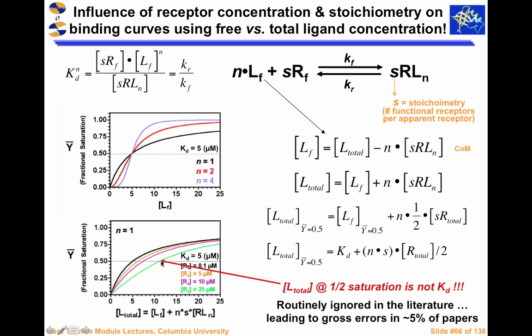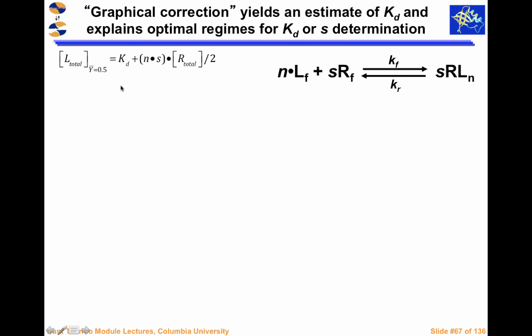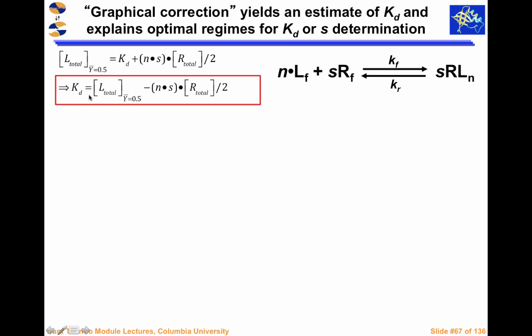We're going to take the total ligand at 50% saturation, subtract out the bound, and that will give us the free. So this is shown explicitly on the next slide. Just to repeat what was just said, the total ligand at 50% saturation is equal to KD, the free ligand, plus NSRT over 2, the bound ligand. And so that means the KD at 50% saturation will equal the total ligand at 50% saturation minus the bound ligand at 50% saturation.